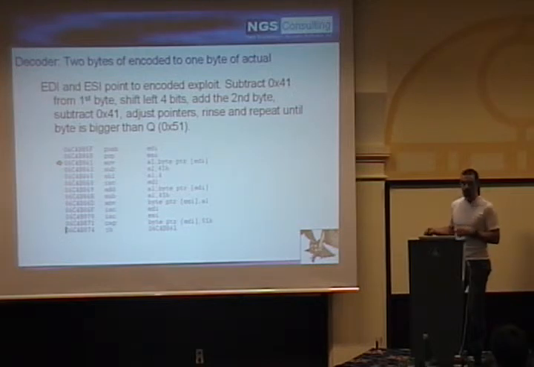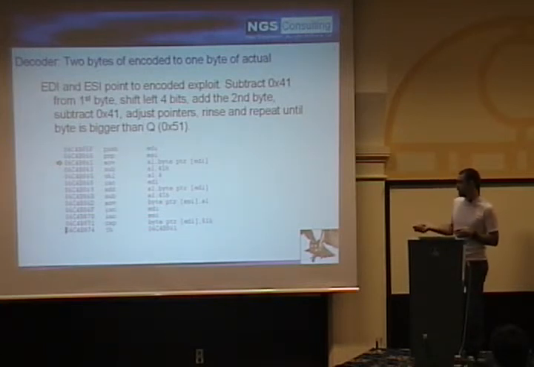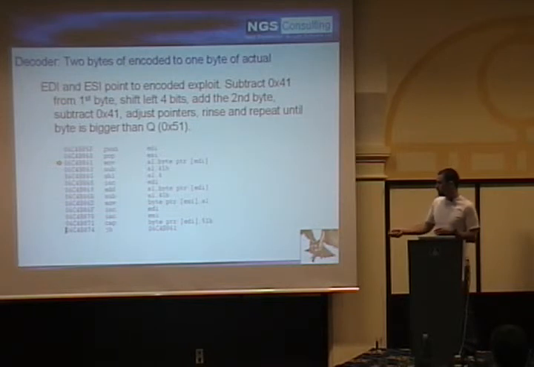We increment the pointers and keep going until we come across a Q or more. That is essentially our equivalent of a null terminator, but it's not a null terminator. If it's Q or more, stop looping. Otherwise, go back and loop up to there.